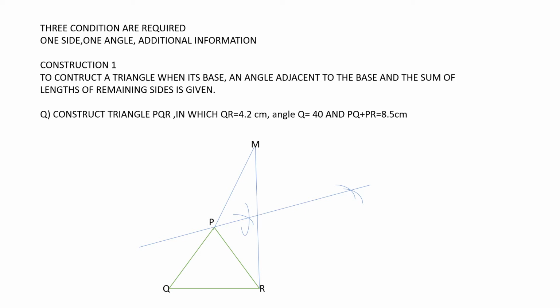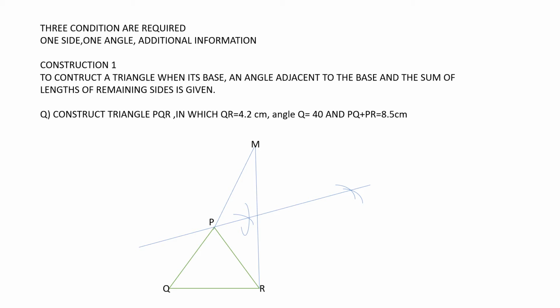What does it mean? This is method 1 of construction of a triangle. Construct a triangle PQR in which QR is 4.2, angle Q is 40 degrees, and PQ plus PR is equal to 8.5. Whatever I have written here is given in your book, as question number 4.5 from your practice set 4.1. So just listen carefully. Once you understand this question, you will be able to follow the explanation given in your book, right?